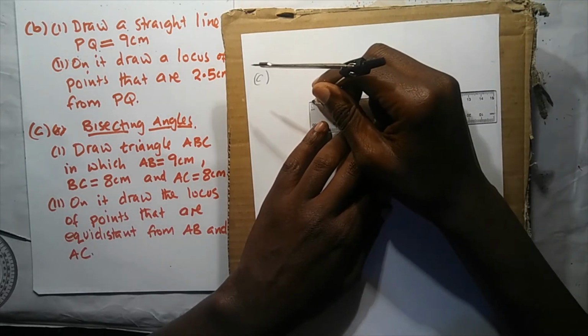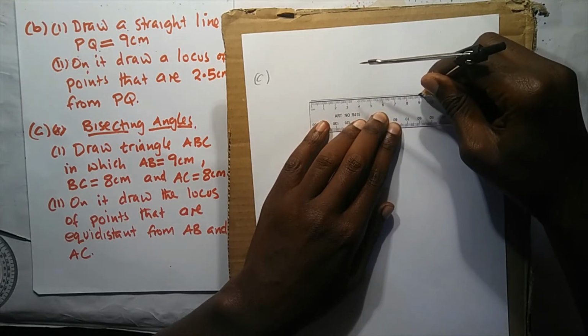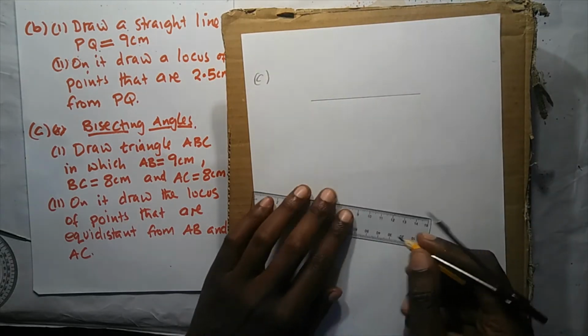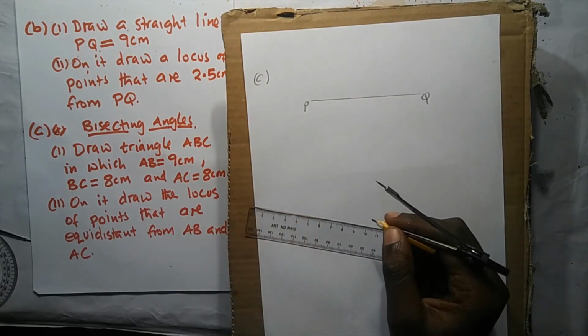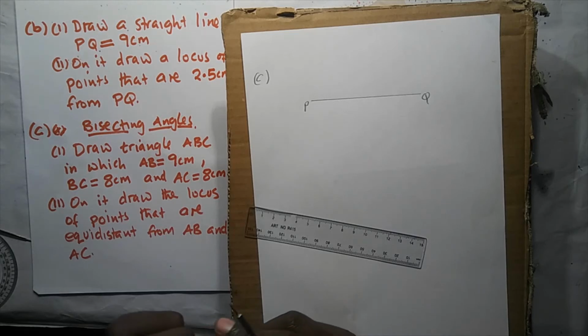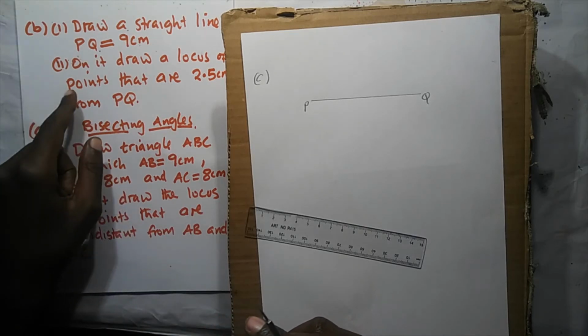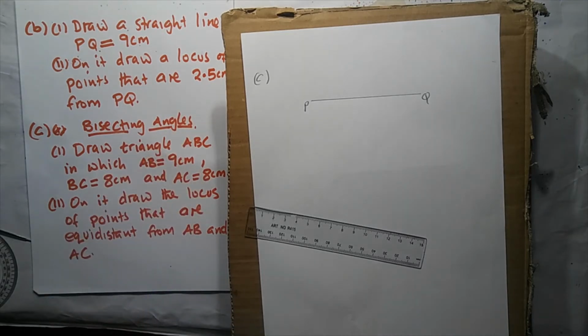From here all the way up to where 9 is. This is P and this is Q. So we have drawn the straight line PQ, which is 9 centimeters. Now the next instruction says, on it, draw a locus of points that are 2.5 centimeters from PQ.